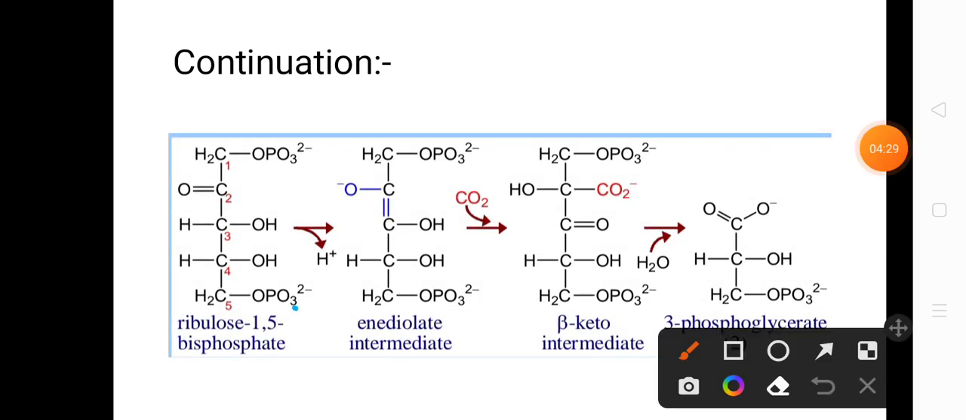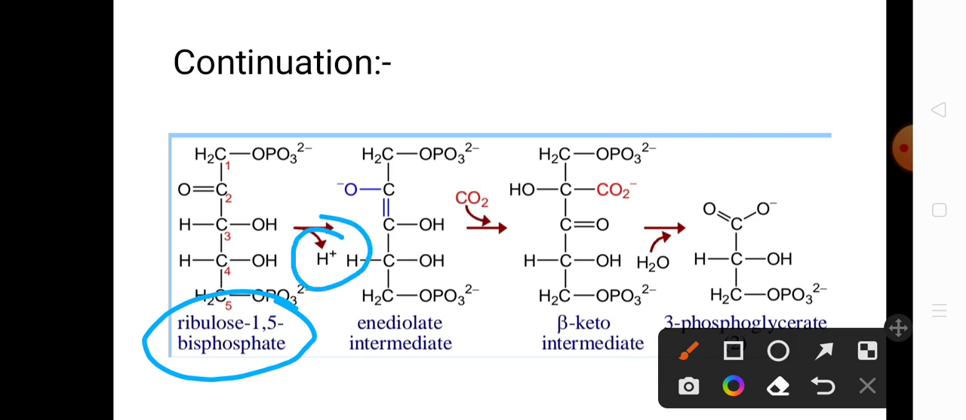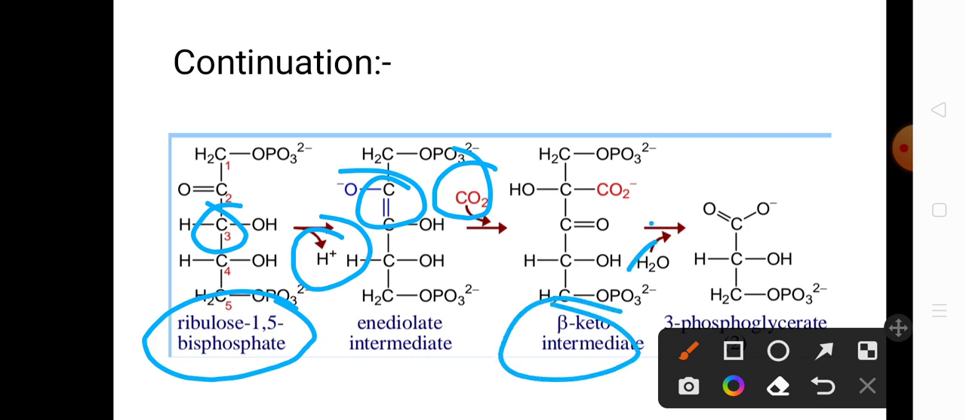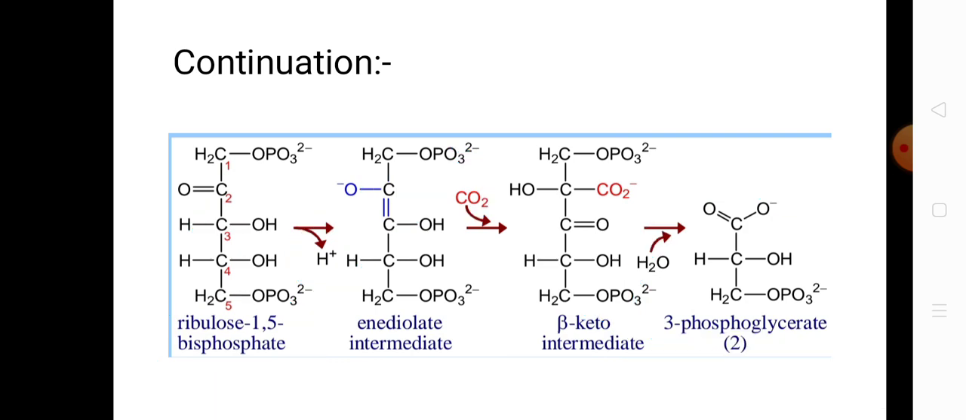Okay, so now let's talk about the reaction mechanism. So this is ribulose 1,5-bisphosphate. If you have watched what I have written in the previous slide, the first step was the extraction of an H plus, or proton, from C3. As a result, a double bond will be introduced between carbon number 2 and carbon number 3. Then a nucleophilic attack on carbon dioxide gives us the beta keto intermediate. Then water will be added, or it will be a hydrolysis reaction, giving us 2 molecules of 3-phosphoglycerate. So very easy. So that's the idea.